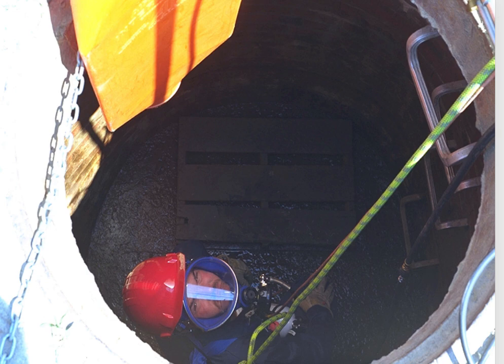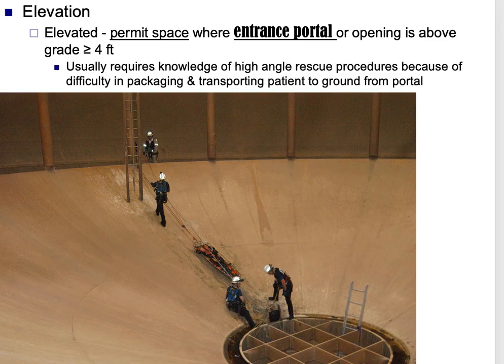And here's another example of a confined space where the person is wearing a self-contained breathing apparatus. So elevation: it's a permit required confined space if the way that you enter it is more than 4 feet above or 4 feet below grade. And this designates it as a permit required confined space.